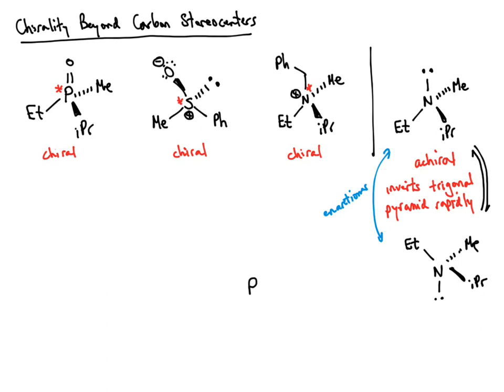Phosphines do not rapidly pyramidalize, and so you could have a phosphine that has the same kind of groups attached to a phosphorus with a lone pair, and this molecule is completely stable. It does not rapidly pyramidalize, and so we say that it has a non-superimposable mirror image, and therefore it is chiral.